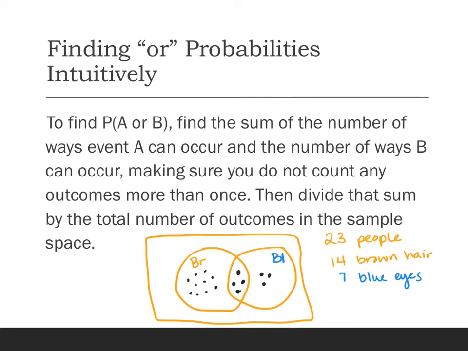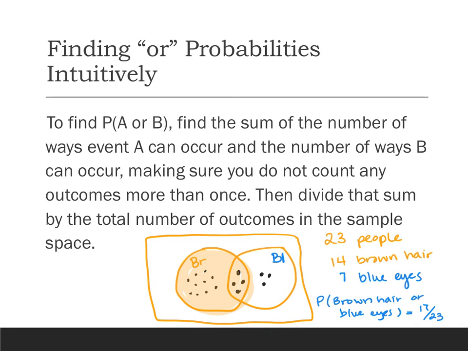Because we've got 14 here, plus 3 more. So if we want to know what's the probability of someone having brown hair or blue eyes, that would be 17 out of 23. I wish I didn't have to make that up, but that's okay.